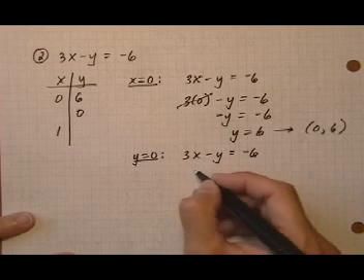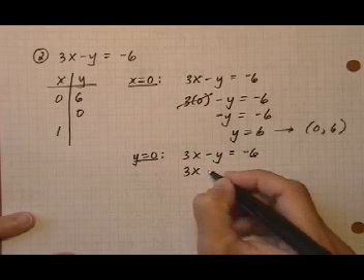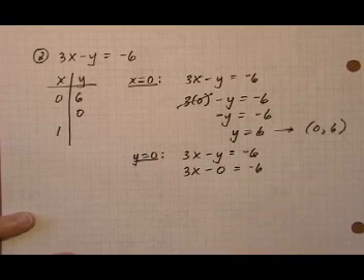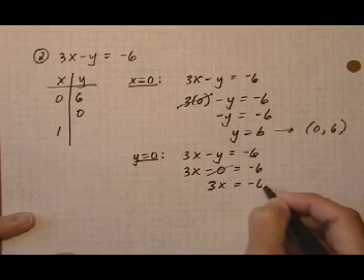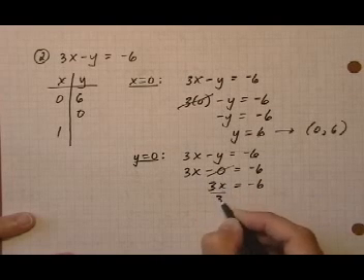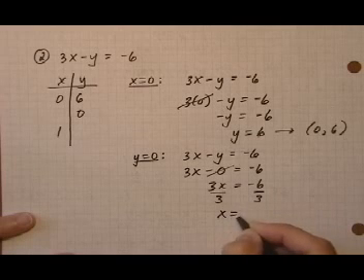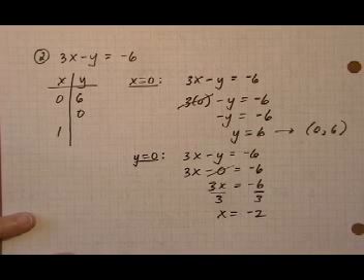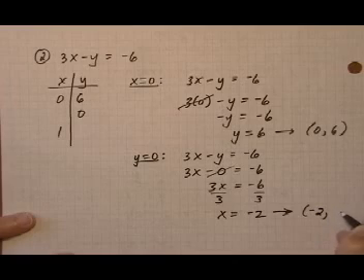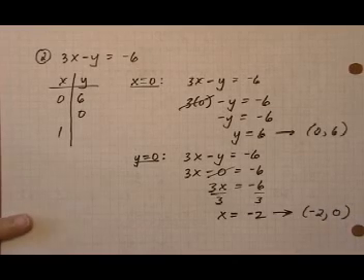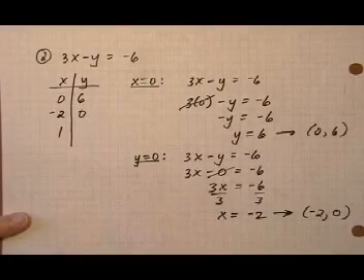Okay, there's our original equation. We put in y is 0. So this term goes away. It's just 0. We get 3x equals negative 6. Divide by 3 on both sides. X is negative 2. Now that gives us an ordered pair of x is minus 2 and y is 0. So let's fill that into our chart.